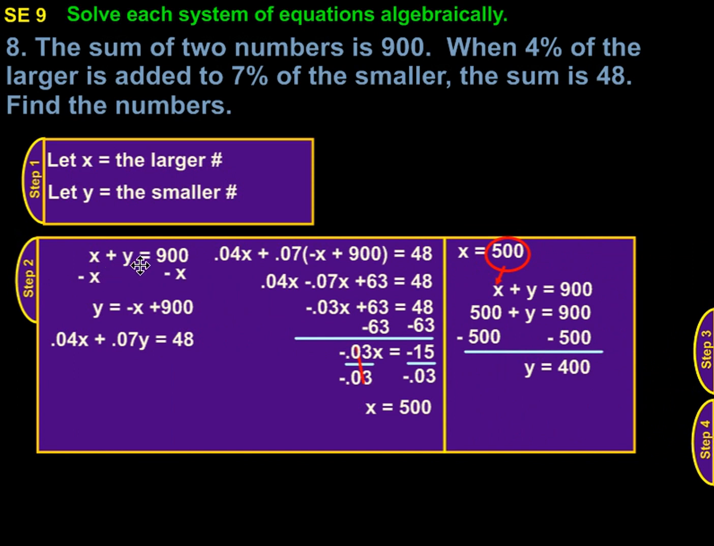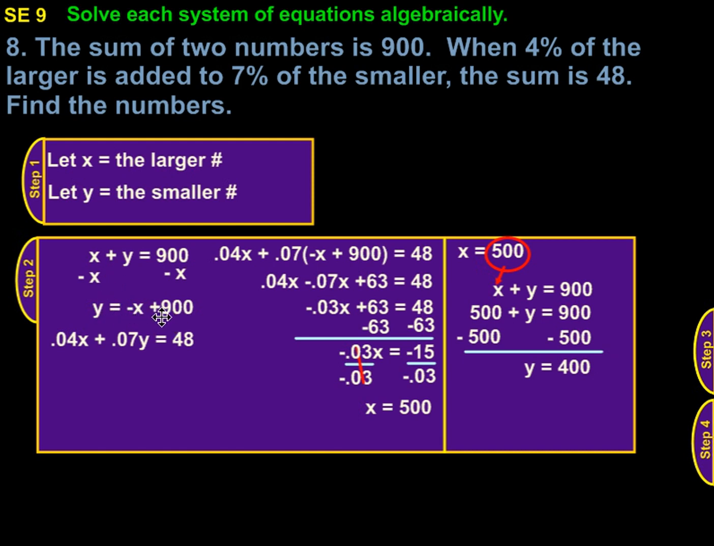So I have x plus y equals 900, and I have 0.04, which is the 4% of x, plus 0.07, the 7% of y, is going to equal 48. But what I can do with x plus y equals 900 is set it up so that y is equal to a value that I can then plug into the other equation. So if I subtract x from both sides, I get y equals negative x plus 900.